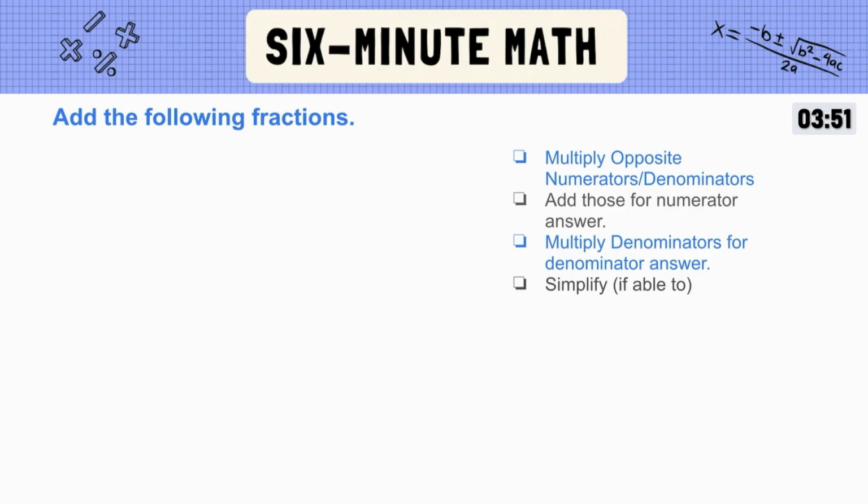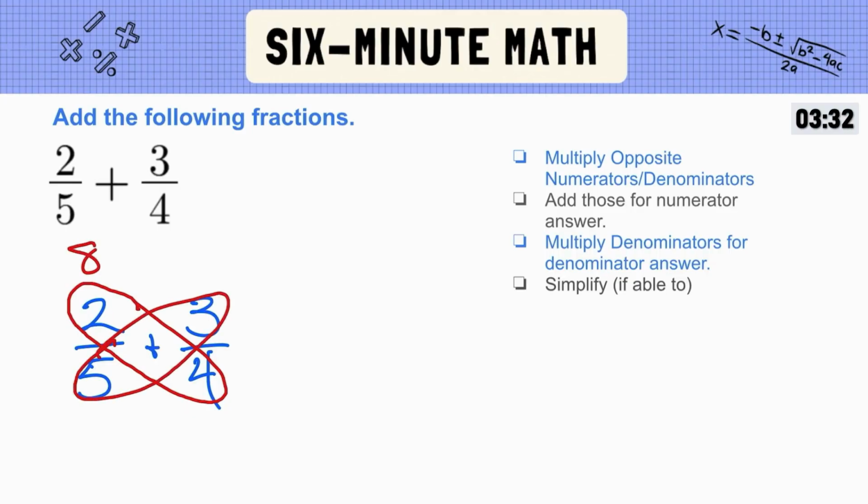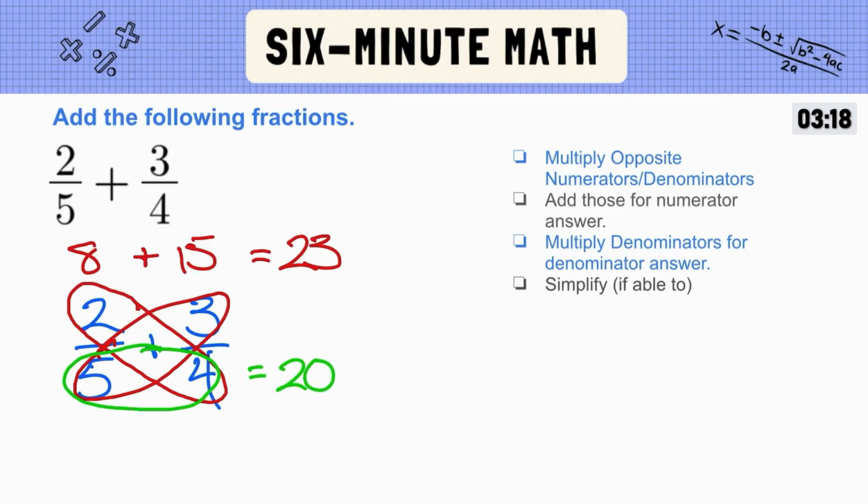Let's do another example here. We're going to add 2/5 plus 3/4. So I have 2/5 plus 3/4, and I multiply. 2 times 4 is 8, and 5 times 3 is 15, and I add those together for 23. I multiply my denominators together. 5 times 4 is equal to 20, which gives me my final answer of 23 over 20.